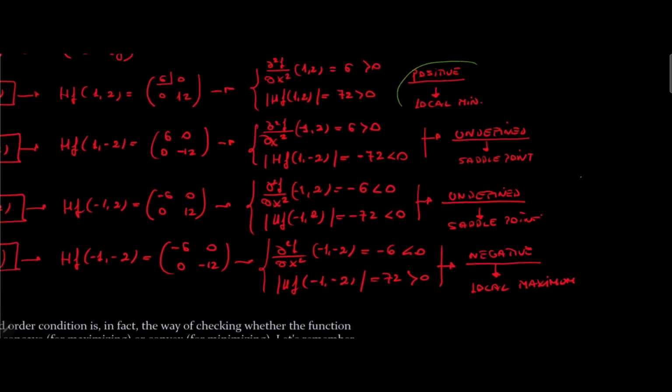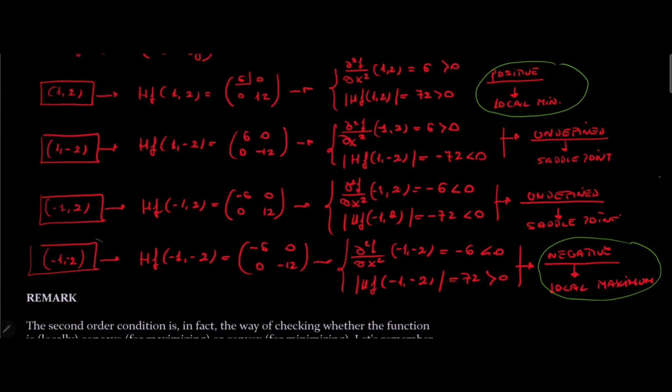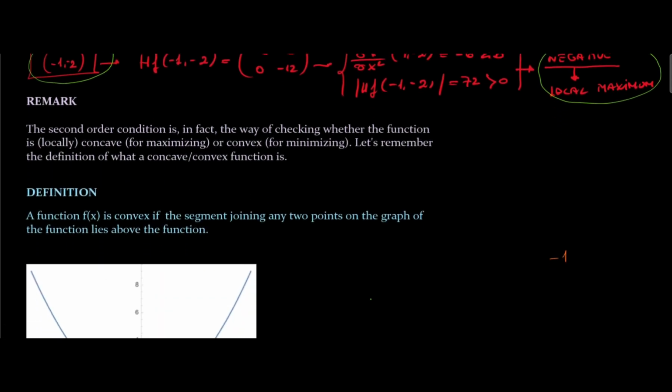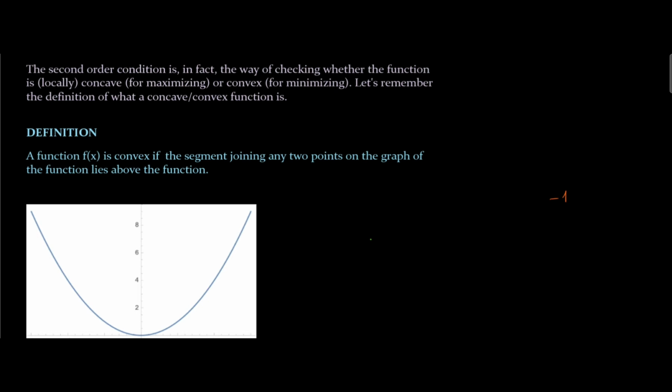So our two optimal points are a minimum and a maximum, and this is the maximum and that is the minimum. So this second order condition is in fact a way of checking whether the function is locally concave for maximizing or locally convex for minimizing. So these are the concepts of concave or convex. Let's remember the definition of what a concave or convex function is.